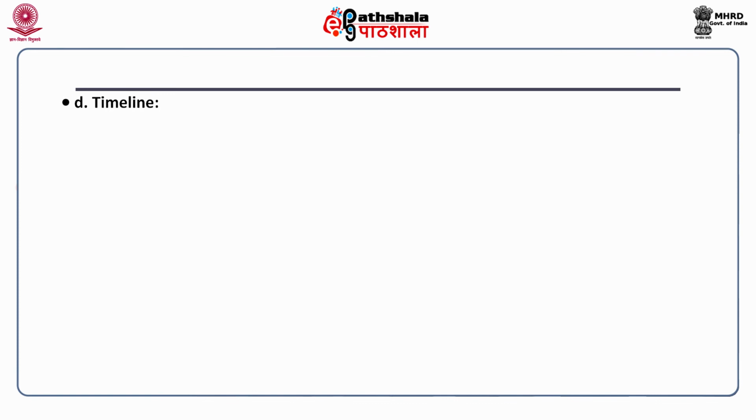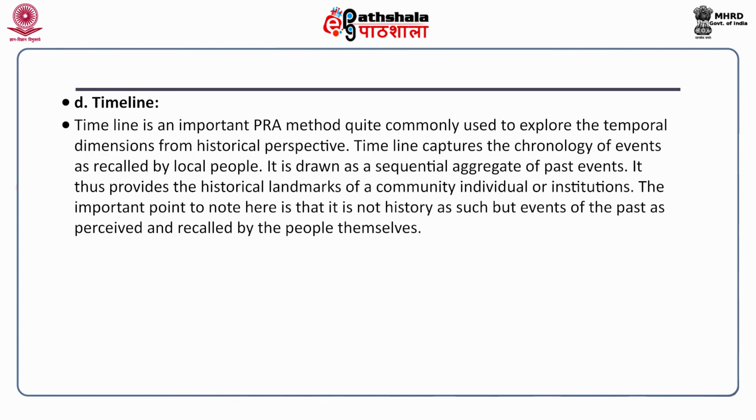The next technique is a timeline. Timeline is an important PRA method quite commonly used to explore the temporal dimensions from historical perspective. Timeline captures the chronology of events as recalled by local people. It is drawn as a sequential aggregate of past events. It thus provides the historical landmarks of a community, individual or institutions.